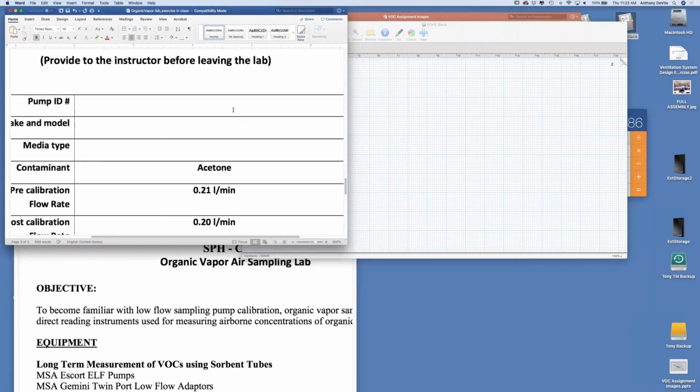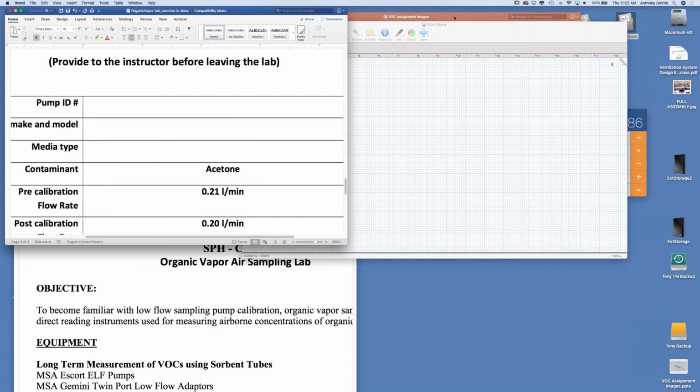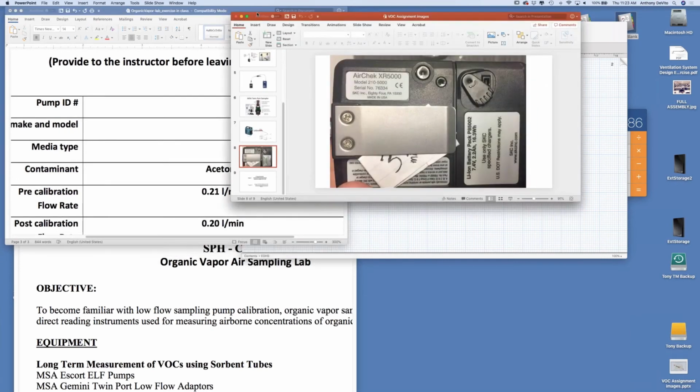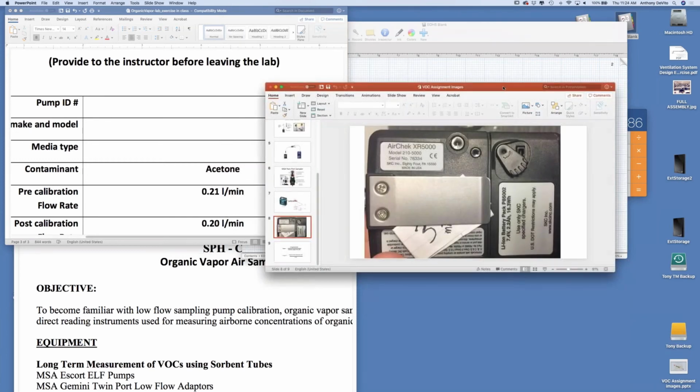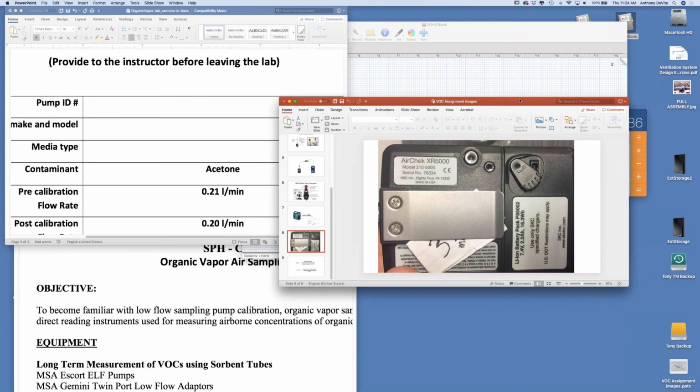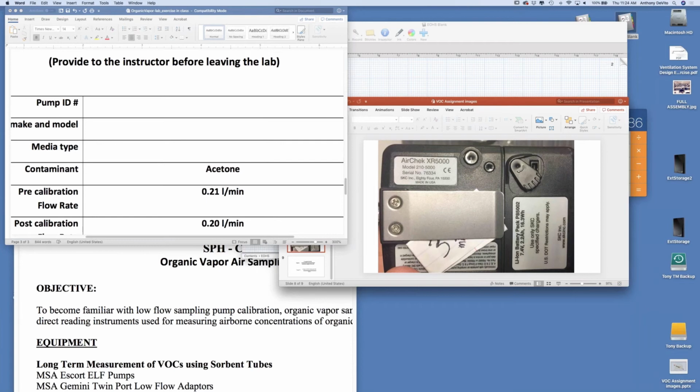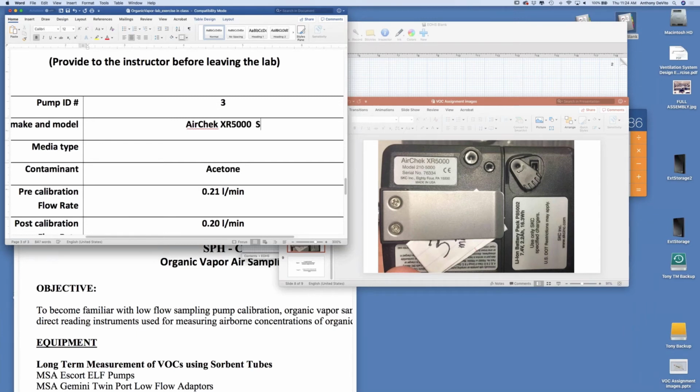Okay, so the first thing to ask you for is to identify the pump, the equipment that you used, in case there are any issues with it. You may have written it down as we were playing around with the pumps. If you didn't, you can use this image to get the pump ID number. We identified this as pump 3. I'm going to put down the make and model number, XR 5000. I'm also going to include the serial number. Typically, you want to include the serial number as well in case you have to track back to any issues you might have with equipment, or you want to check to make sure it was calibrated.